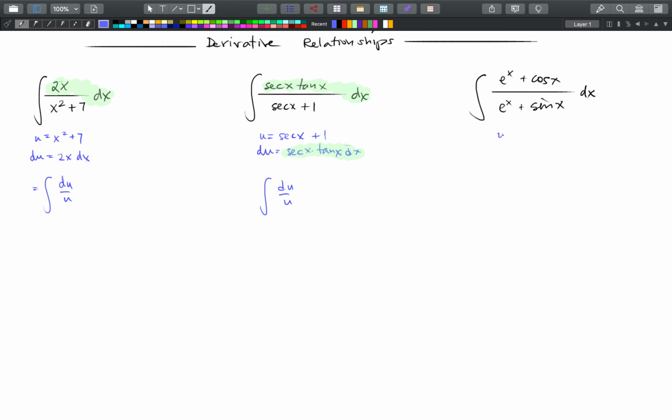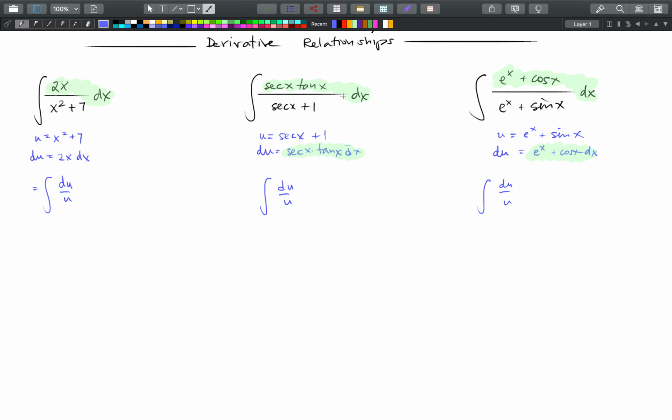Likewise, in the last one, it may take some work to realize that the derivative of the denominator actually equals the numerator, but that is the content of each of these problems, to figure out what is the derivative of what. So u equals e to the x plus sine x produces du then as e to the x plus cosine x dx. And now we can substitute du for the e to the x plus cosine x dx and rewrite this problem as du over u.